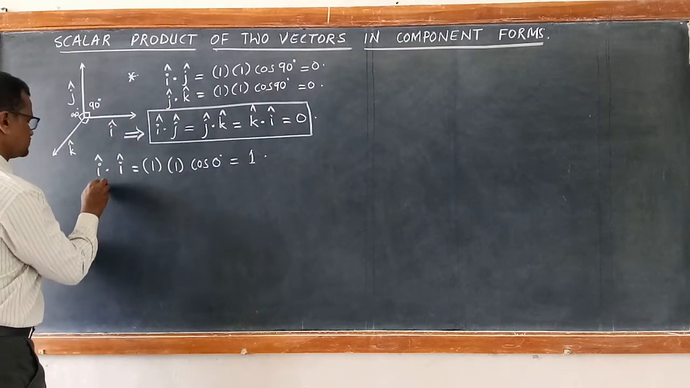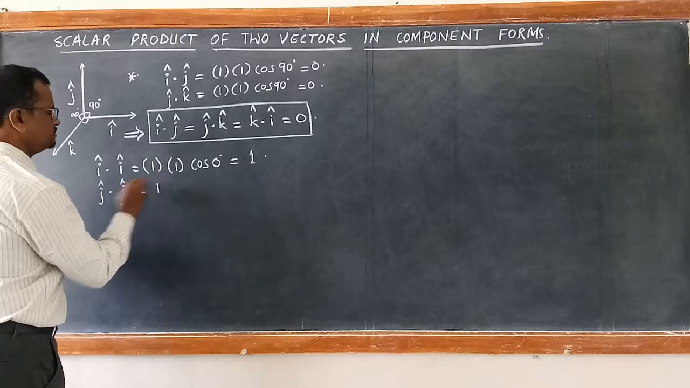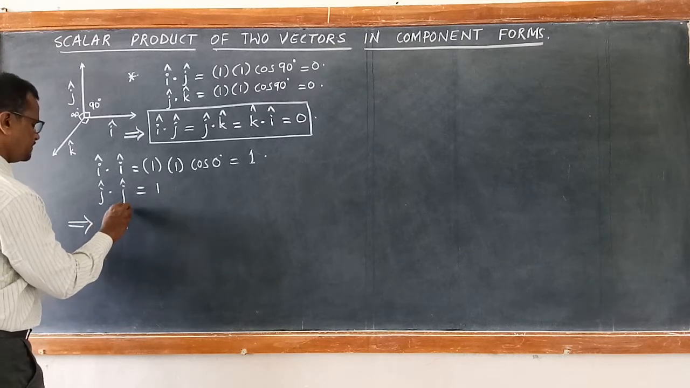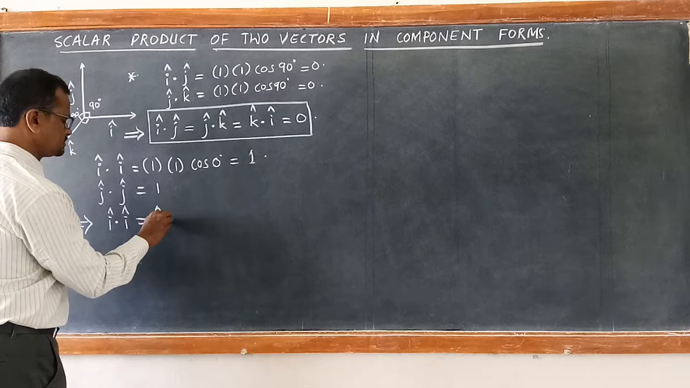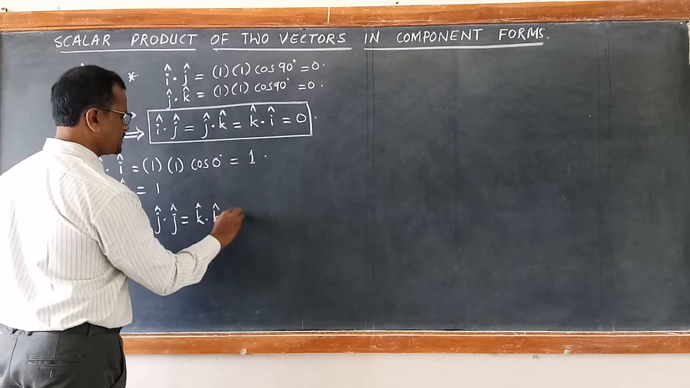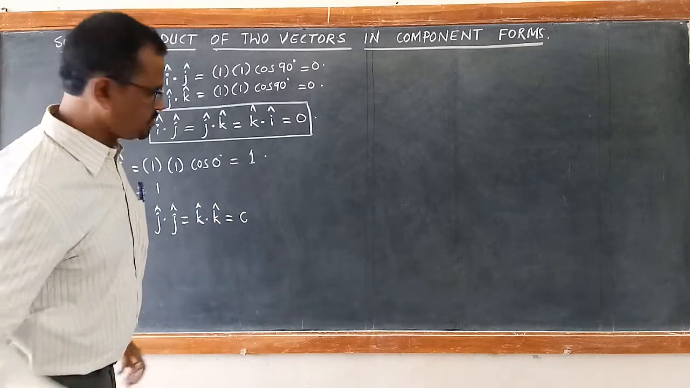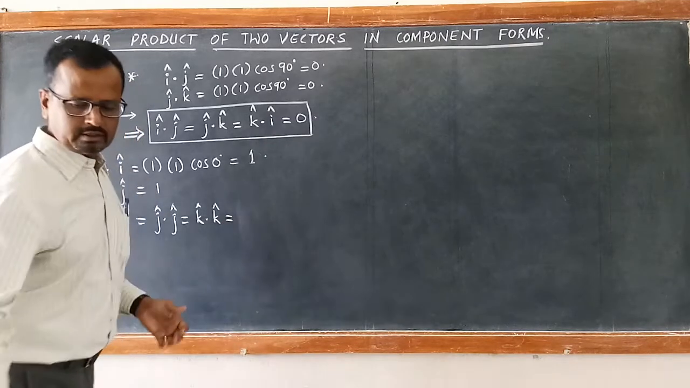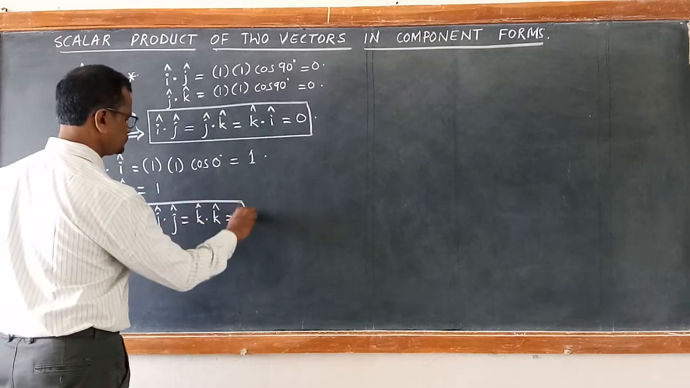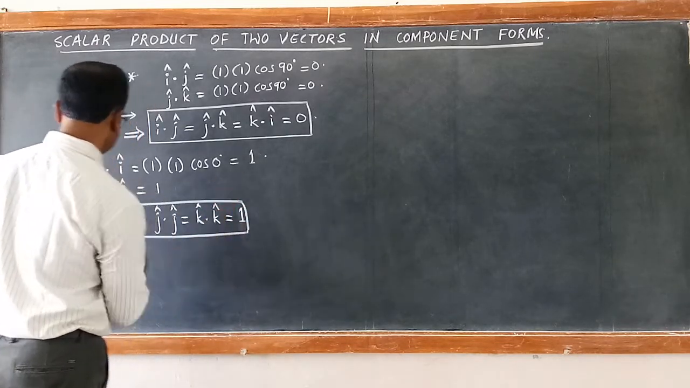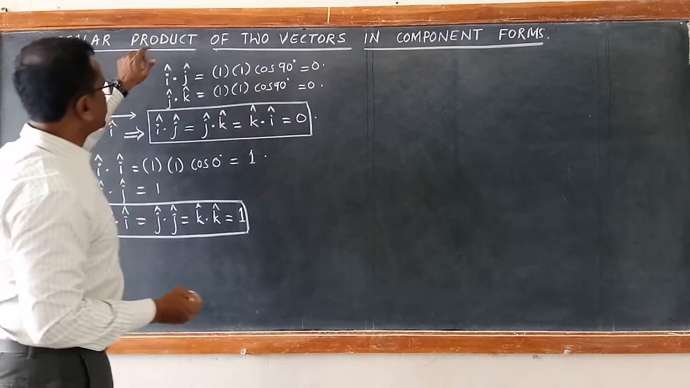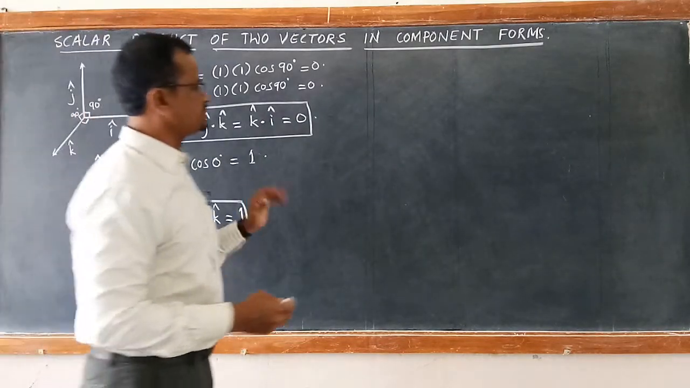Similarly, j dot j is also equal to 1. Thus, we can conclude that i dot i equal to j dot j equal to k dot k equal to 1, because the angle between them is 0 degrees. So cos 0 is 1. Thus we get the result 1. These properties are very helpful while solving numerical problems on the scalar product of two vectors in component forms.